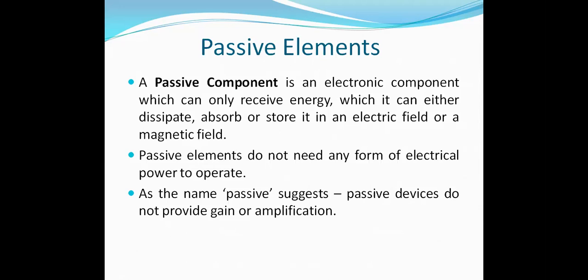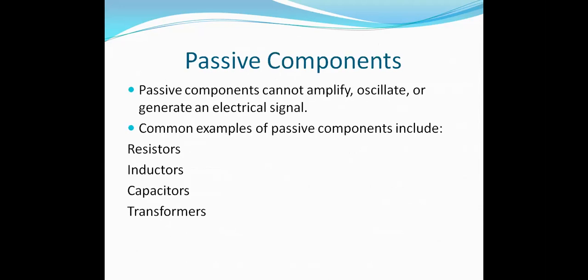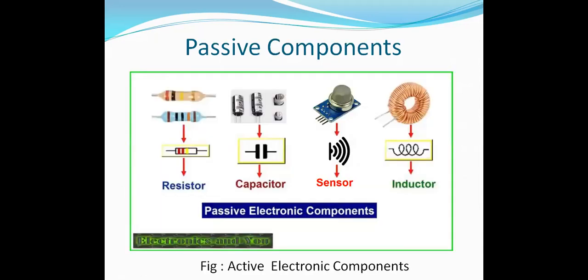And as the name suggests, passive elements do not provide any gain or amplification; they either absorb the energy or store the energy. That stored energy can be used for further operation of the circuit. And the passive components cannot amplify, oscillate, or generate an electrical signal. The commonly used passive components are resistors, inductors, capacitors, and transformers. So these are some examples of the symbols which represent the passive electronic components.